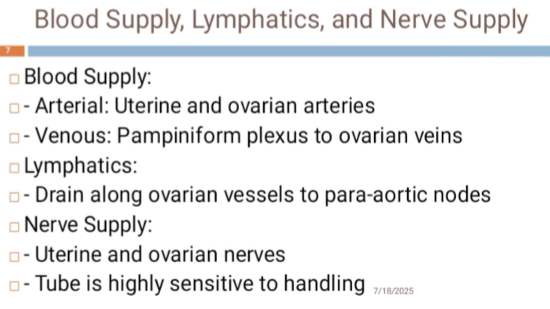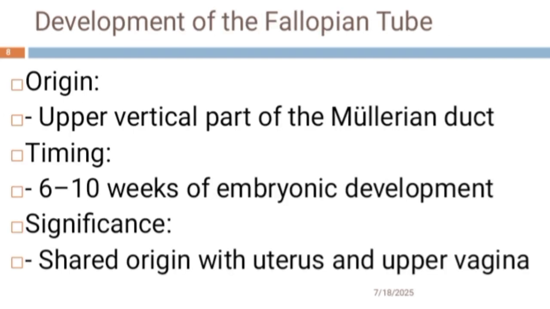Let's conclude with its development. Development of the fallopian tube. The fallopian tube develops from the upper vertical part of the Müllerian duct between the 6th and 10th weeks of embryonic development. This origin, shared with the uterus and upper vagina, highlights the interconnected development of the reproductive system. Understanding this helps us appreciate congenital anomalies affecting the tract.